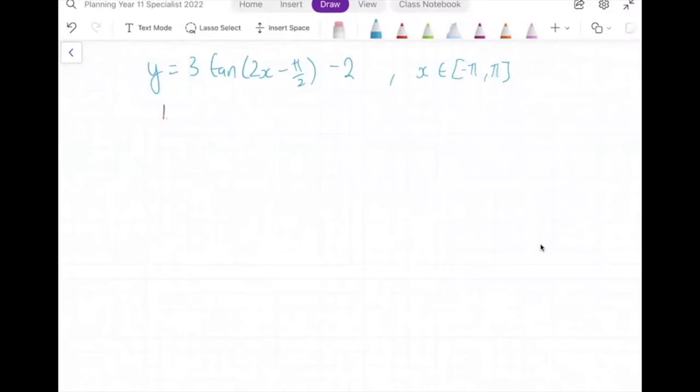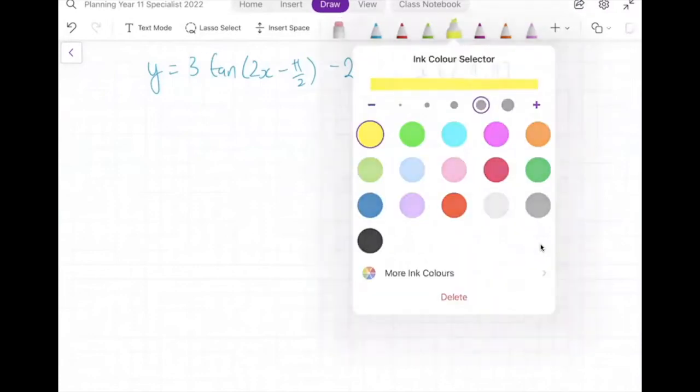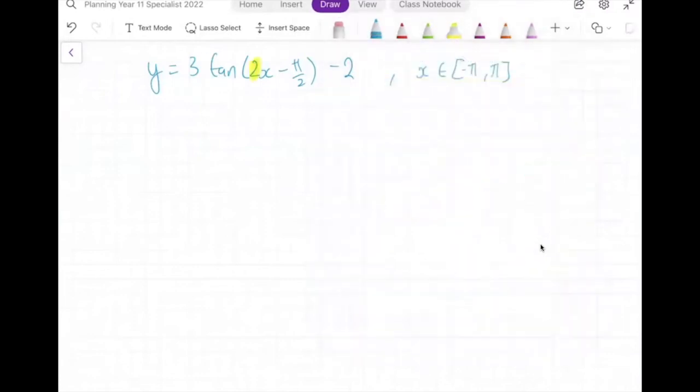The first step, as always, is to find the period. If I have a look at my function, you can see here that the coefficient of my x is actually 2. So just like in the example we did with the sine graph, I need to take a factor of 2 outside my function. That's going to give y equals 3 tan 2 outside of x. If I take a factor of 2 out, this is going to become pi over 4. Still minus 2, the domain is still going to stay exactly the same.